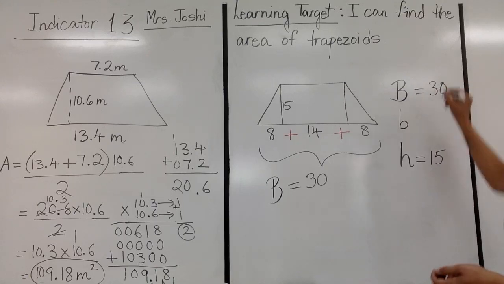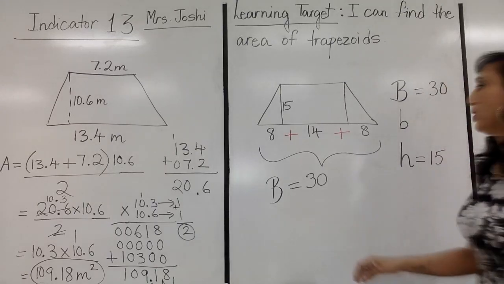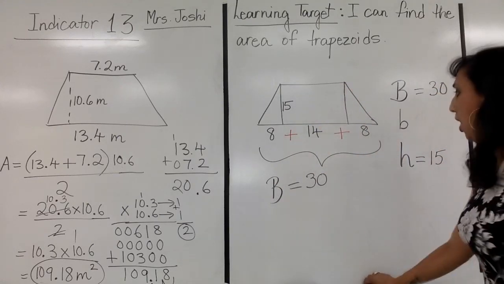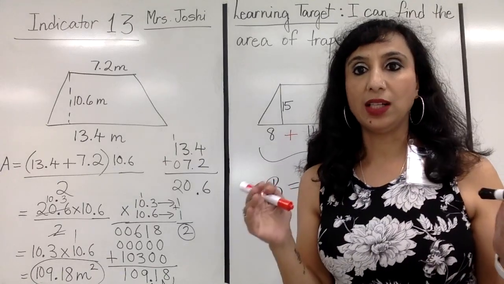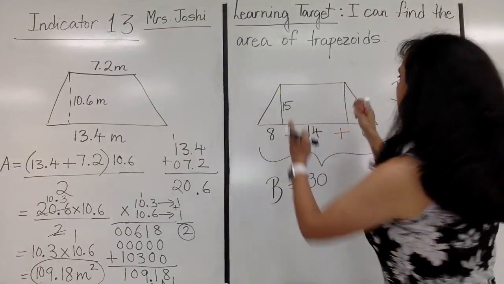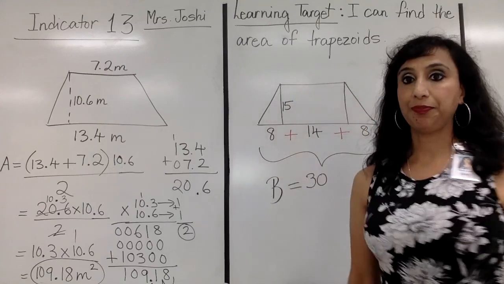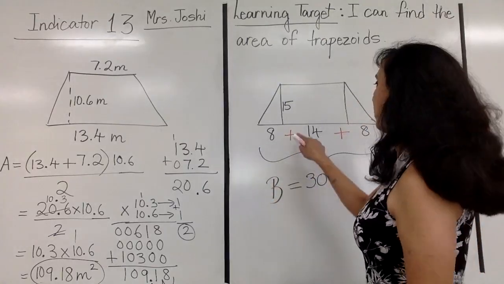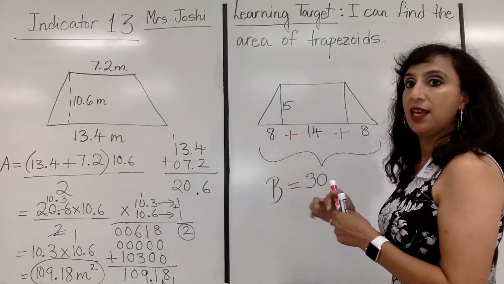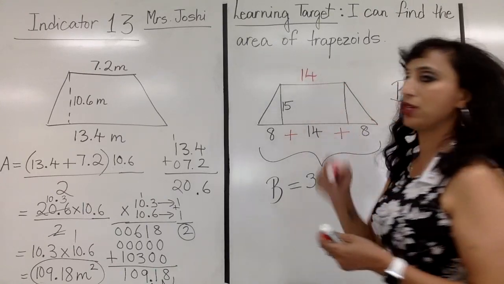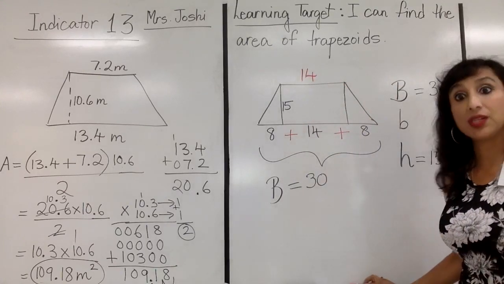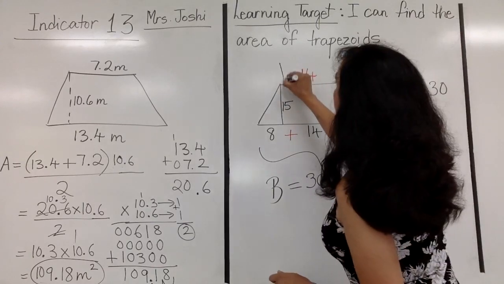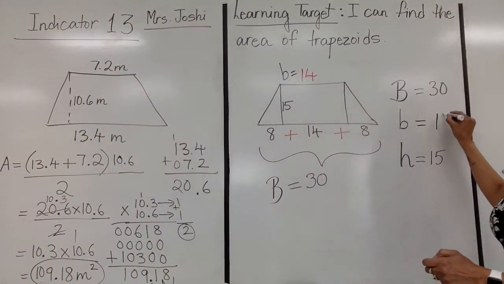So this is 30. All right, then I look at, okay, I've got the big base. Now what would this be? So in a rectangle, because look, this part is a rectangle, right? Opposite sides have exactly the same measure. So if this is 14, this is also going to be 14. All right, because it's a rectangle, opposite sides have the same measure. So therefore, this is my little base. So this is going to be 14.